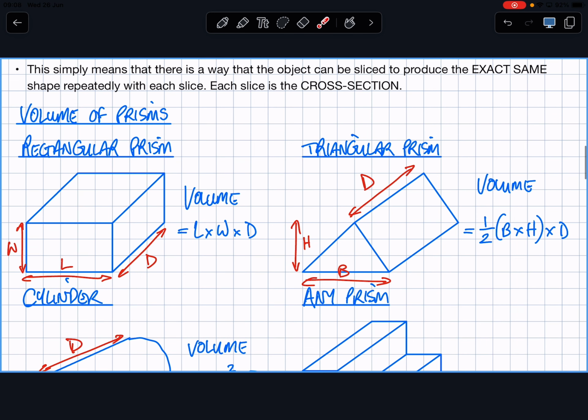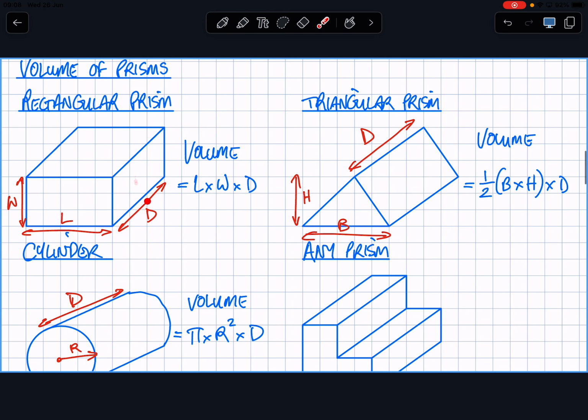So what we're going to do is I'm just giving you these formulas for a rectangular prism. If I know how long it is, how wide it is, and how deep it is, the volume is length times width times depth. Get that?